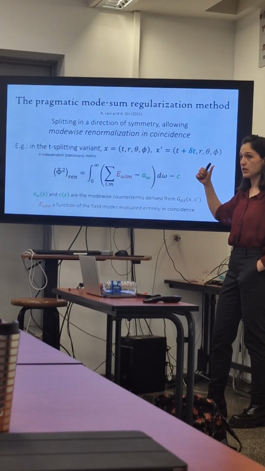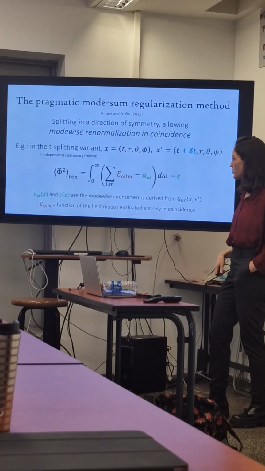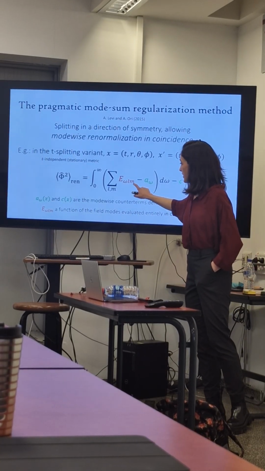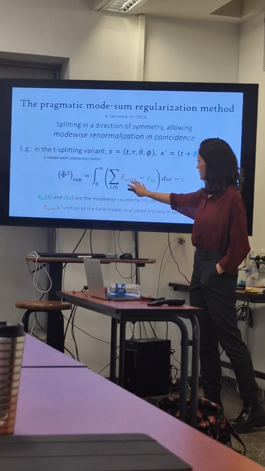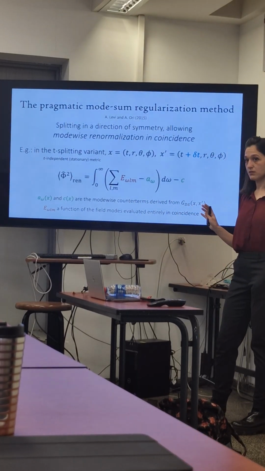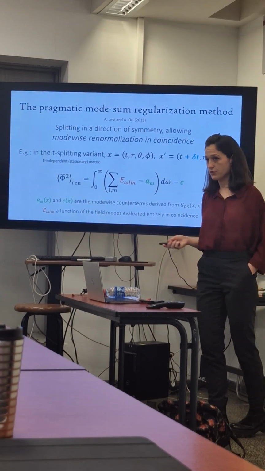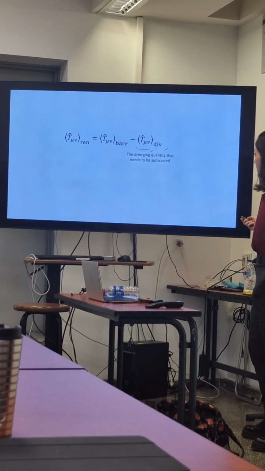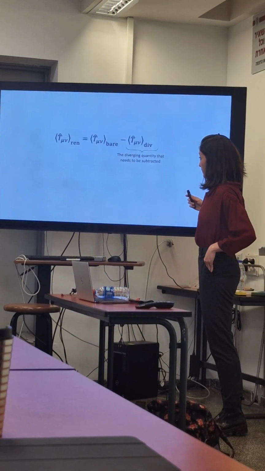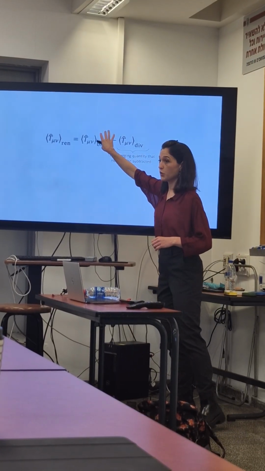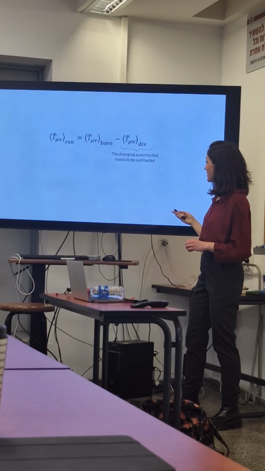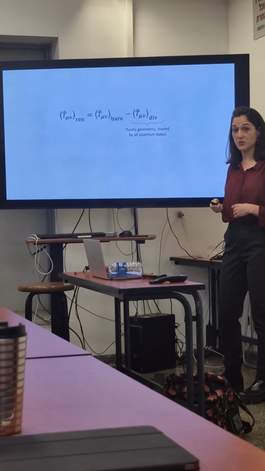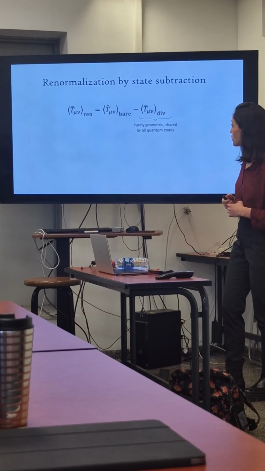So instead of taking the limit and subtracting the counter term that I showed you before, we have these mode-wise counter terms that regularize the sum already. This is a function of the field modes, and we just sum and integrate, and everything is done at coincidence. This is a very useful method, which requires the metric to have some symmetry. We can also do the same thing for the stress energy tensor. We have the bare mode contribution, and we have the diverging piece that needs to be subtracted, which is purely geometric and shared by all quantum states. Now, the fact that it is shared by all quantum states brings us to the following idea, that we can renormalize by state subtraction.